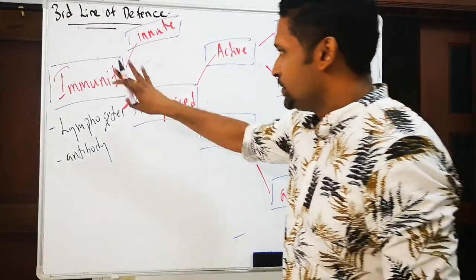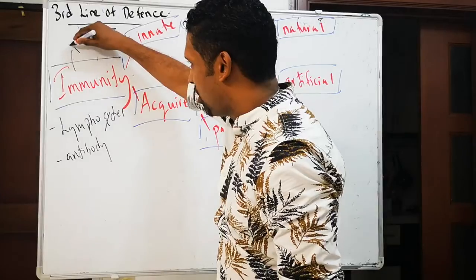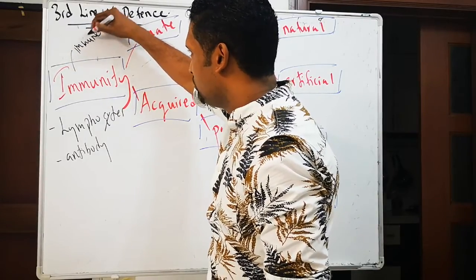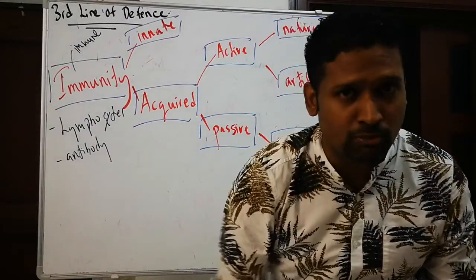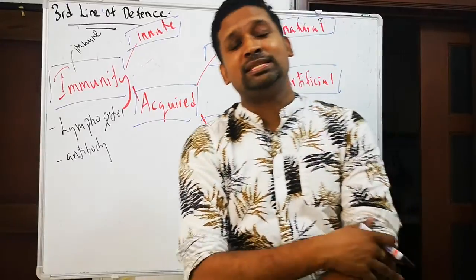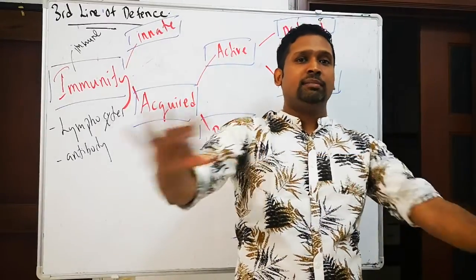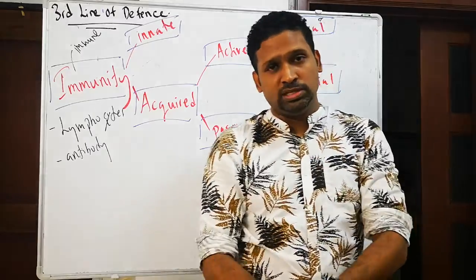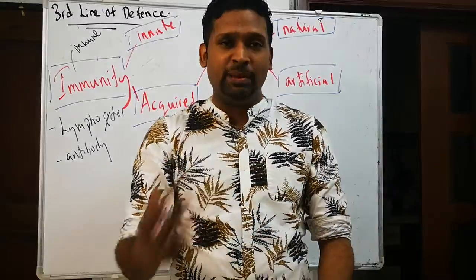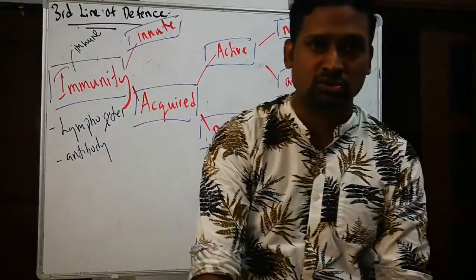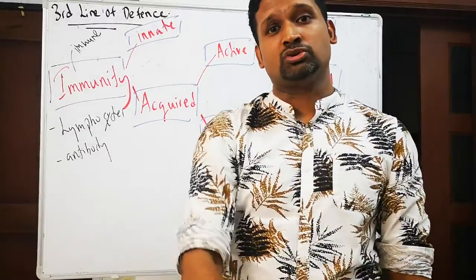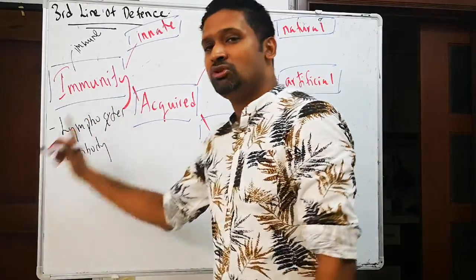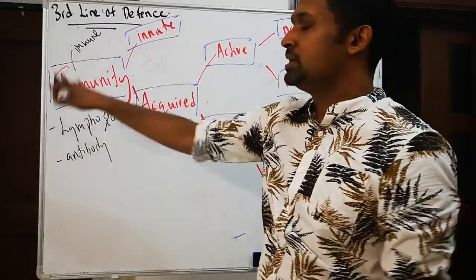So what is immunity? Immunity is the process of becoming immune. Apa maksud immune, maksudnya kebal. That means let's say there are 10 people around you with chickenpox, and you are immune to chickenpox. It means you won't get chickenpox. Let's say 100 people around you have chickenpox, you still won't get chickenpox. So the process of becoming immune is known as immunity.